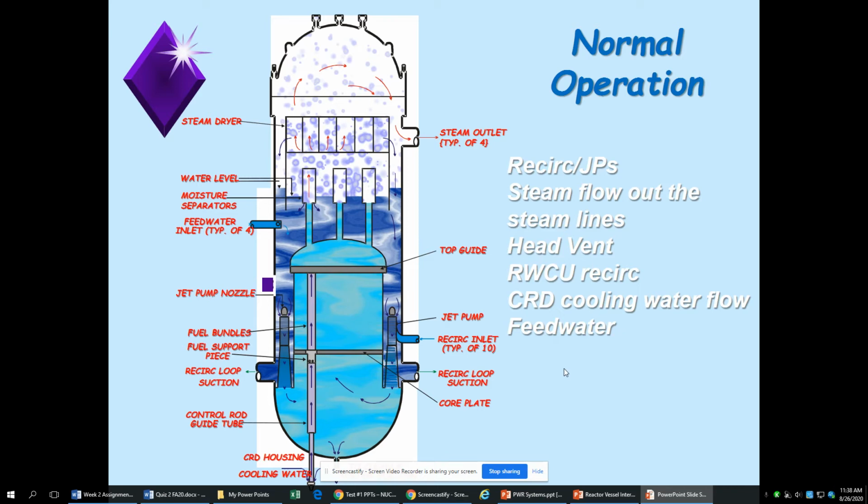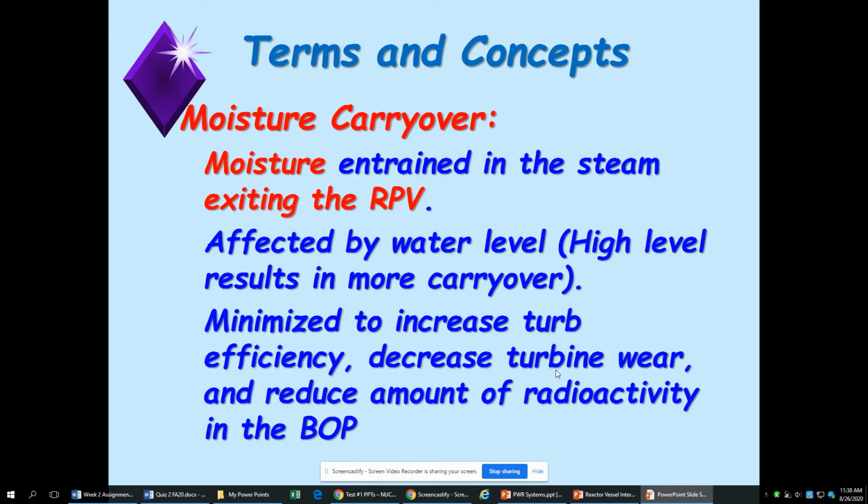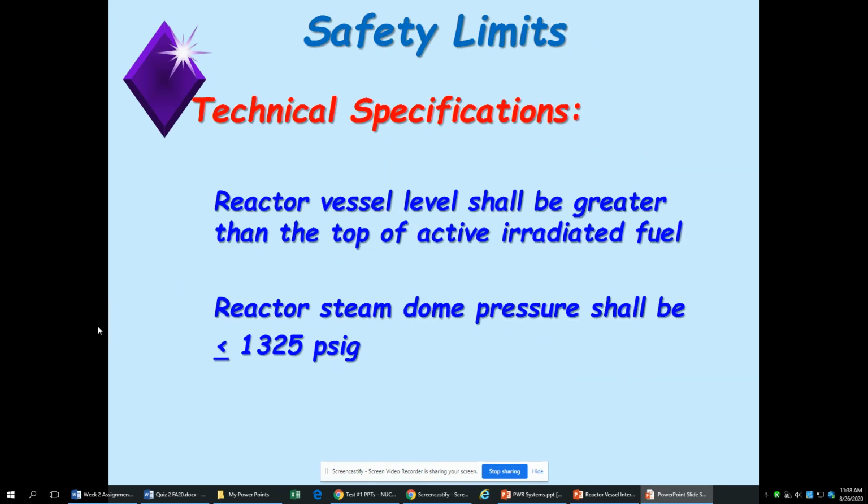And it looks like those are the big pieces and parts of the reactor vessel. So moisture carryover, like I said, we cannot have water get into our turbine. It's going to mess with the turbine. It's going to decrease the efficiency. It's going to wear the turbine out, and it's going to actually increase the amount of reactivity or radioactivity that is in the balance of the plant. BOP is balance of the plant, so everywhere besides the reactor.